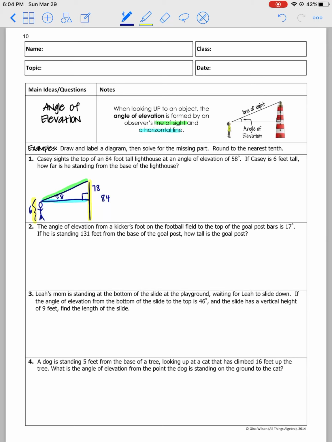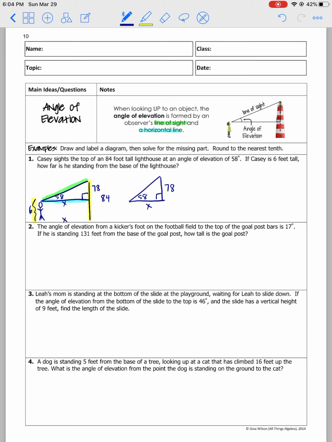This is obviously the right angle. And what we are asked to find is how far he is standing from the base of the lighthouse, which is this, where his feet are from the bottom of the lighthouse, which is the same as this, his eyes horizontally from what that is equivalent to in the lighthouse. So if it helps you to redraw, go right ahead. Again, let me repeat, this is not to scale. So we have 78 feet, we have a right angle, we have 58 degrees, and we are looking for this side.